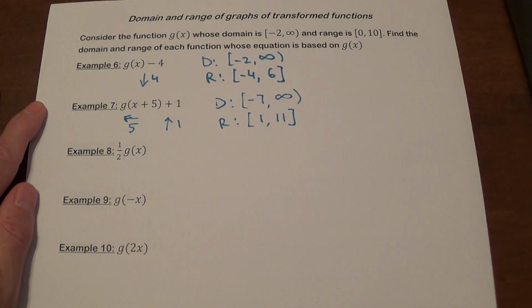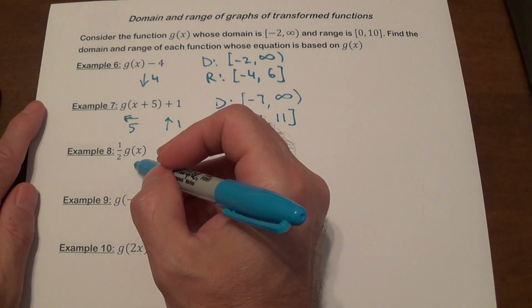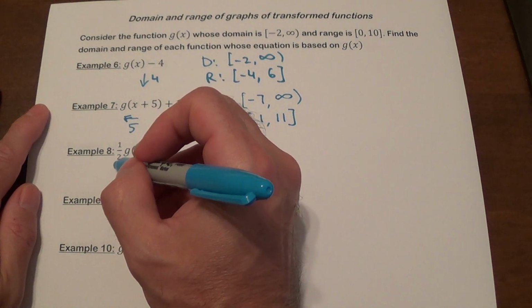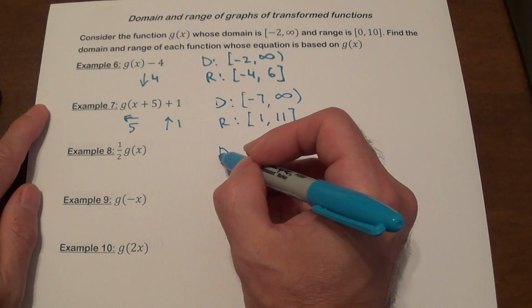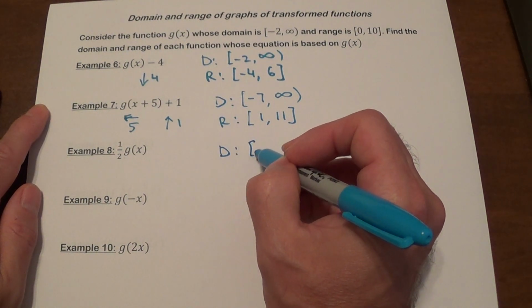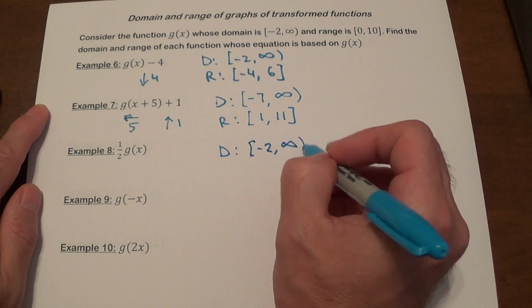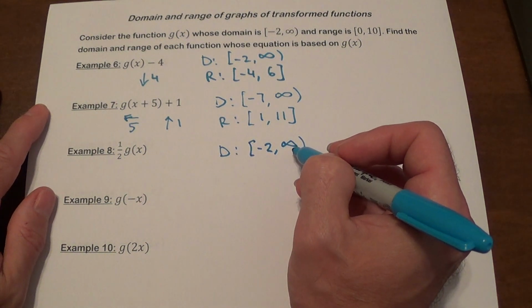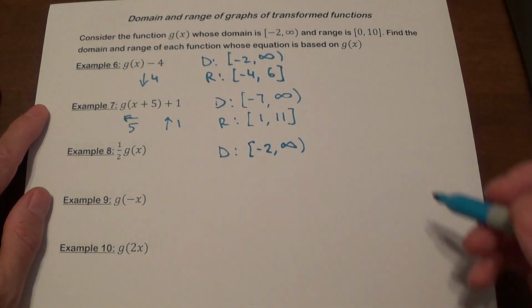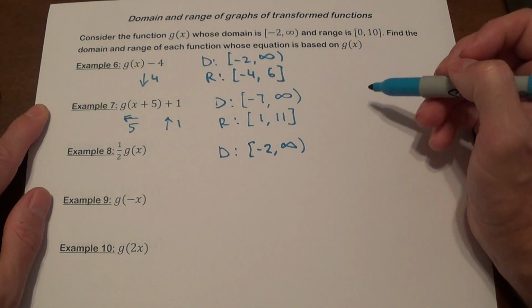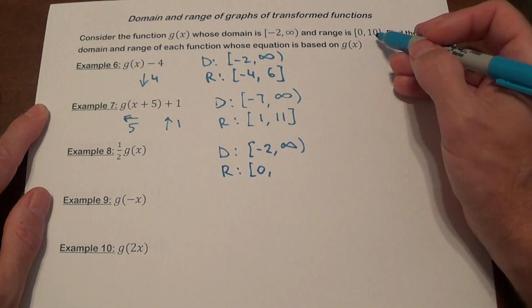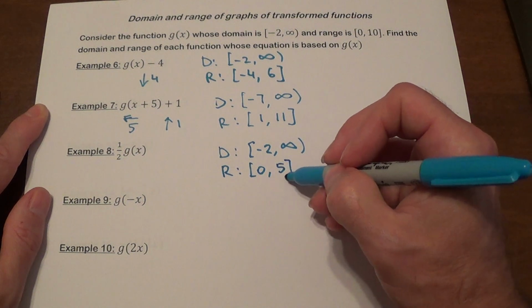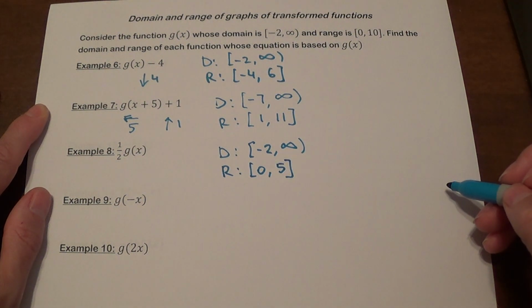1/2 g of x. So the graph is going to have a vertical shrink by a factor of 1/2. And when you do that, first of all, the domain here is not going to be impacted because this is the x coordinates. The range will be. The range goes from 0 to 10, so we're going to have to cut each of these values in half. When you cut 0 in half, you're still going to have 0. When you cut 10 in half, you are going to get 5. So our range is going to shrink from 0 to 10, and it's going to change to 0 to 5.